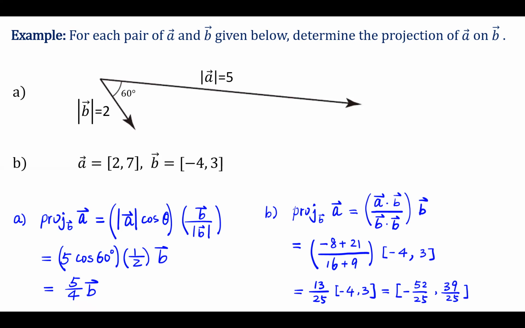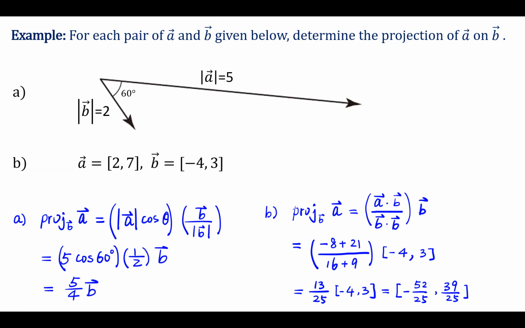First, the magnitude of A is 5. Cosine theta is cosine 60 degrees. Then we also know the magnitude of B is 2. So put all the values in. That gives us 5/4 times vector B. Well, we don't know the components of vector B, so we can just leave it there.